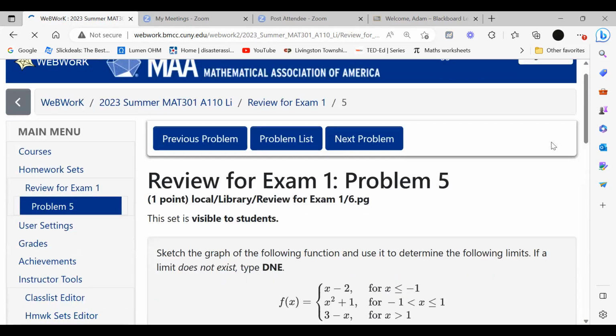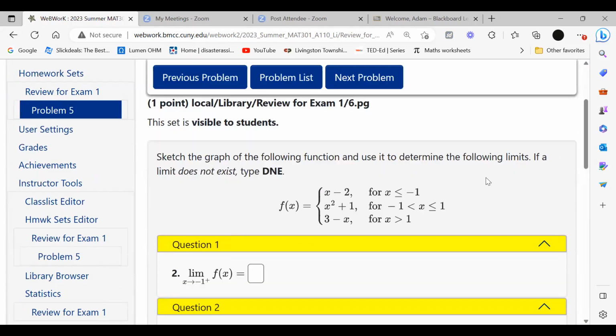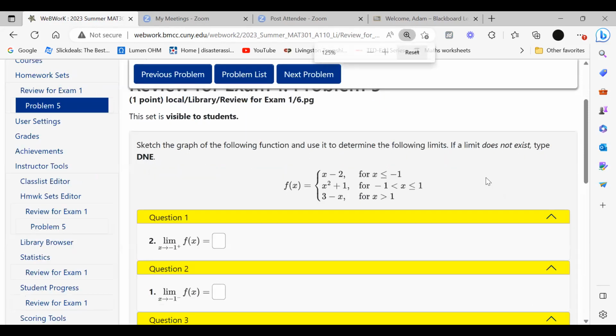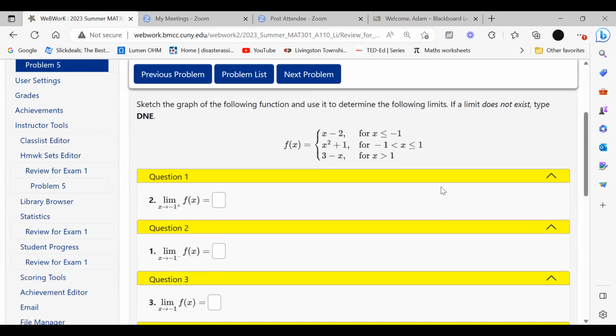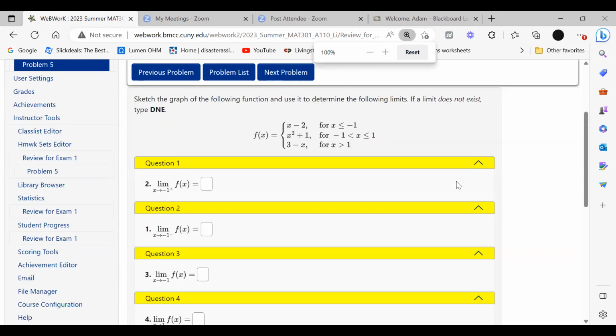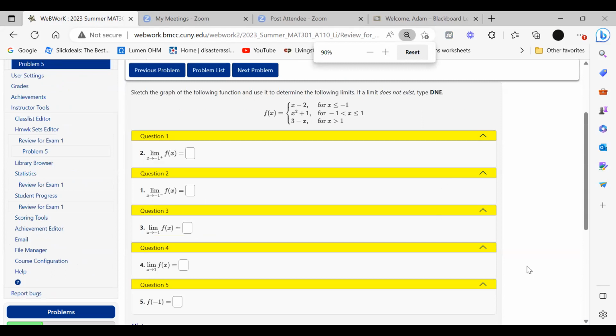Next problem, problem number 5. Yes. So it's about the piecewise function, right? So you're going to sketch the graph of the following functions and use it to determine the following limits. If a limit does not exist, type DNE. Okay. So again, we need to sketch the graph first. So let's do that one by one, right? Copy this. Okay.